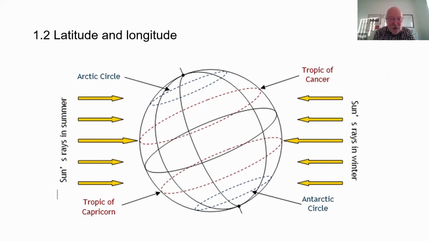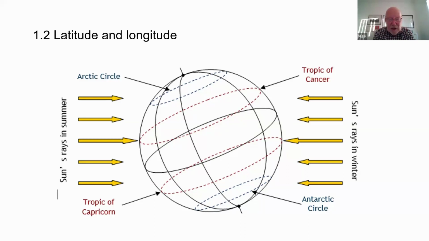Now, this is showing us the relationship between these 23.5 and 66.5 degrees and the tropics and the circles. I'll just let you look at this in a minute. We're assuming that the plane of the Earth's orbit is horizontal, and that's why two of the yellow arrows are slightly longer than the rest. So the Earth is tilted at 23.5 degrees to the vertical, or 66.5 degrees to the horizontal.